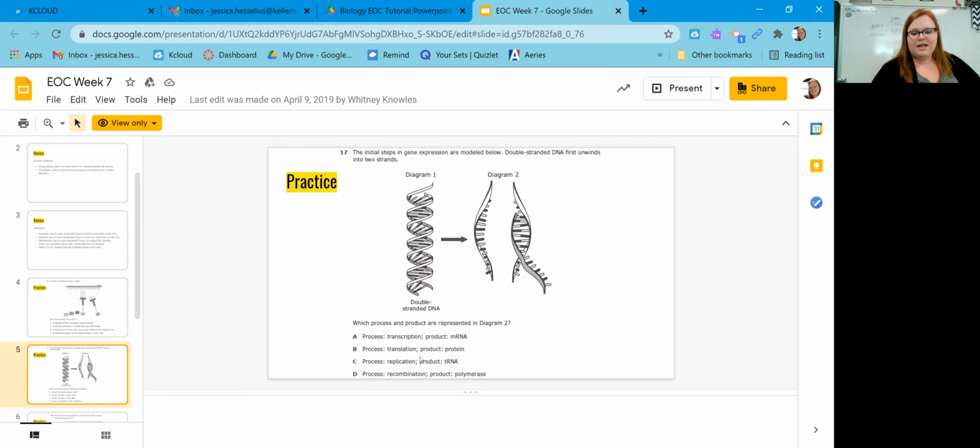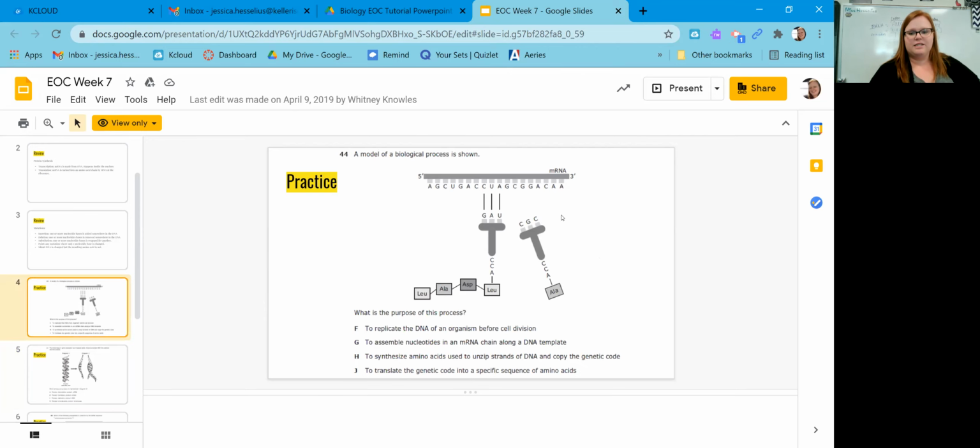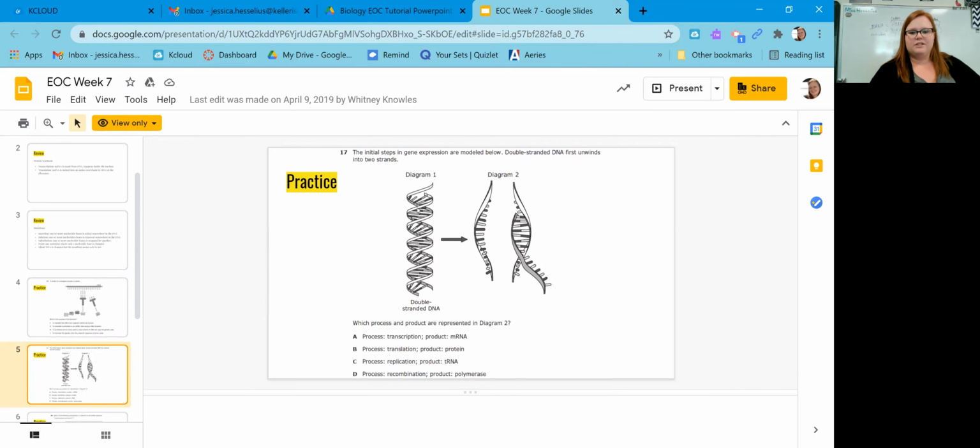It's not tRNA, but also replication doesn't make tRNA molecules. And recombination and polymerase. Polymerase is an enzyme. There's no enzymes here. Recombination, I guess that's some kind of mutation thing. So that it's not an option. If this were translation, it would look more like this picture. This is translation. This is transcription.